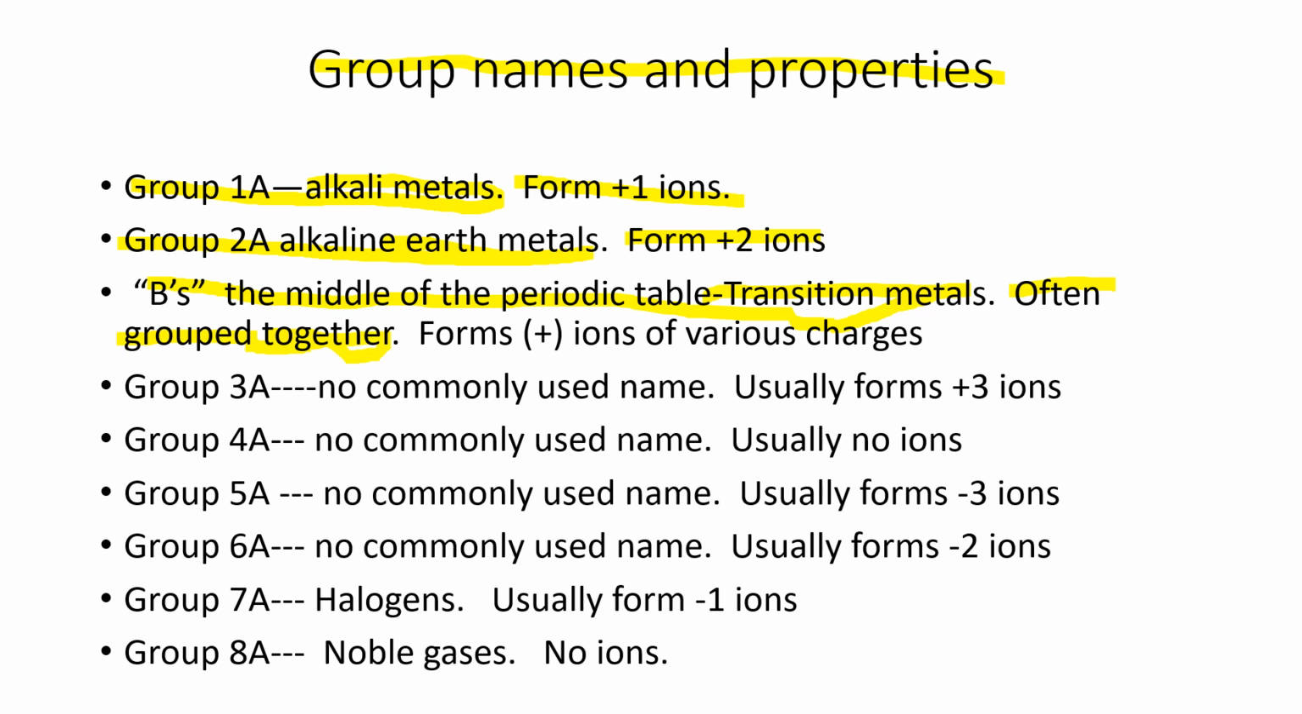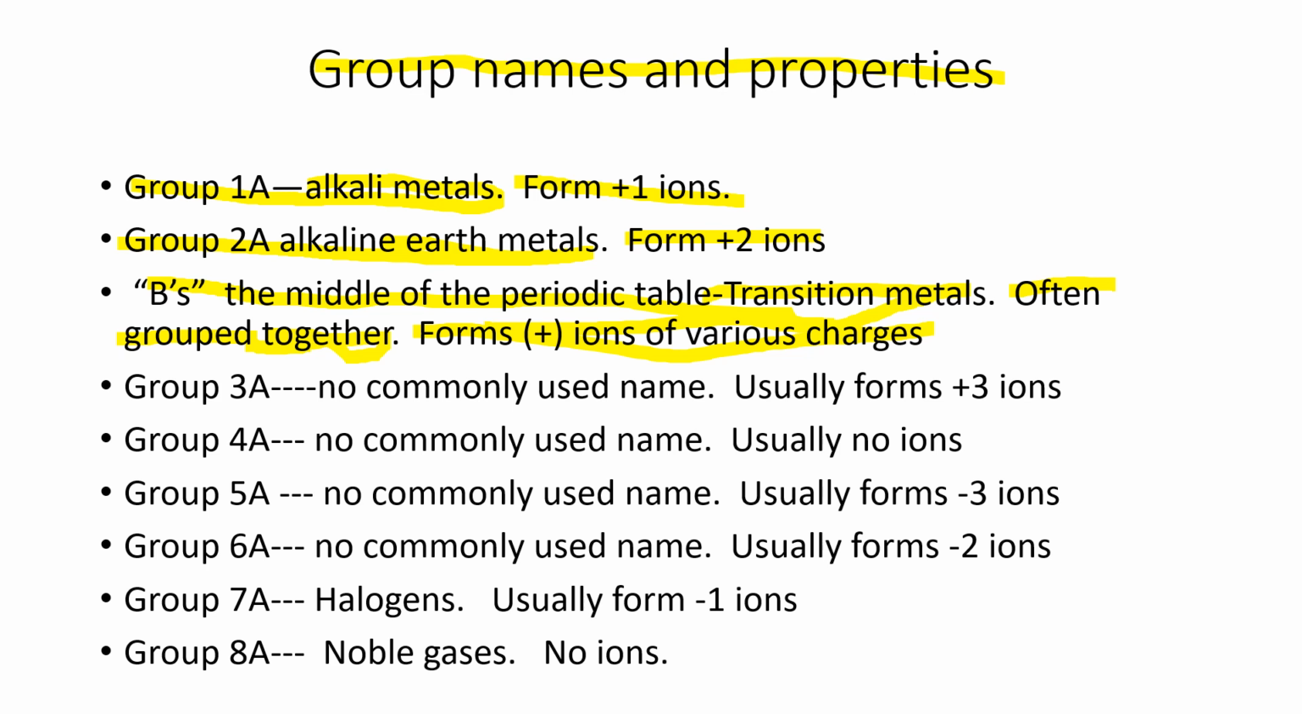We recognize a lot of common elements in there: copper, nickel, iron, very common metals that we use all the time. But what makes this an oddball group is they can form positive ions of various different charges. They're not set on doing necessarily one thing. They won't just form one type of ion, they'll form lots of different ions. And sometimes even an individual element will form different ions.